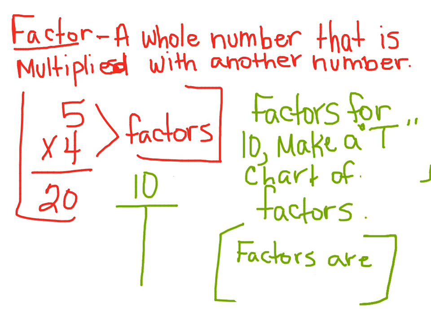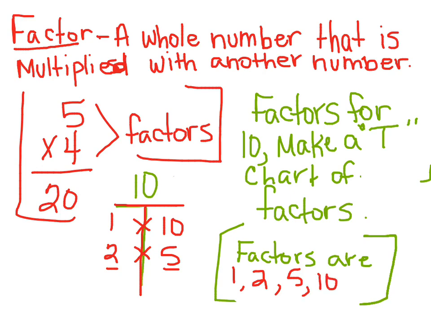Factors for 10. So we make a T-chart of factors. So here's my 10 and here's my T-chart. So we're going to list all the factors that equal 10. I know 1 times 10 equals 10. 2 times 5 equals 10. 3 times a number doesn't equal 10. 4 times a number doesn't equal 10. But 5 times the number equals 10, and that's already here. So there are my factors: 1, 2, 5, and 10. Okay, so the factors are the numbers multiplied together to equal a number.